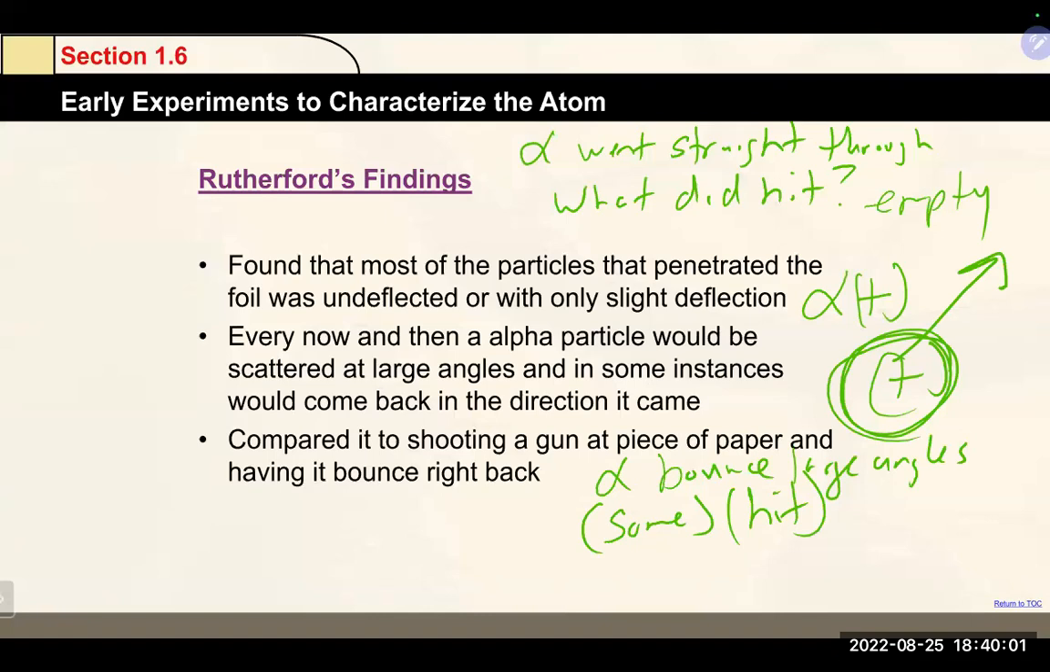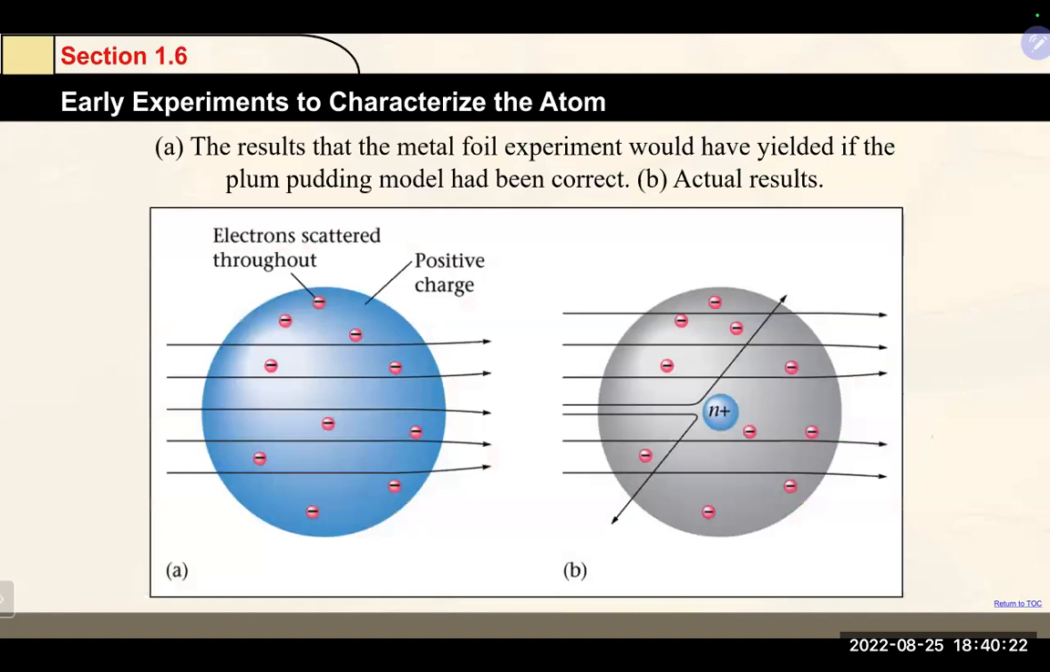So that was really the two major things that came out of this experiment. They found out that, you know what, the plum pudding model may not be so correct here. It clearly doesn't have this positive charge spread out all over. It definitely does have a very, very concentrated positive charge that is there.